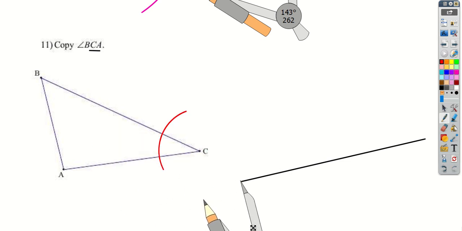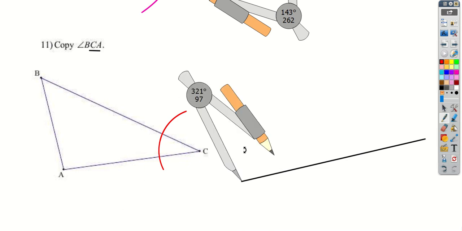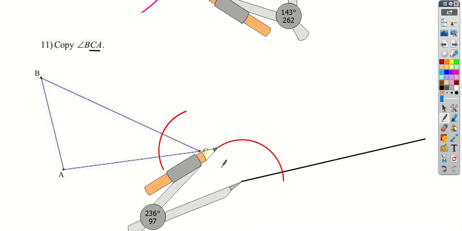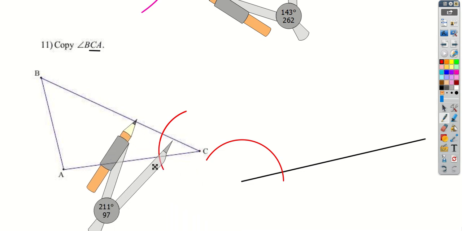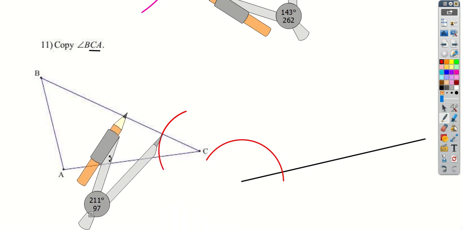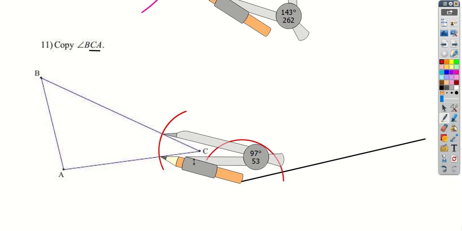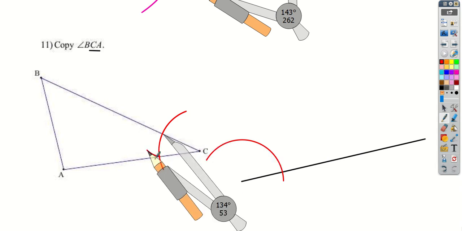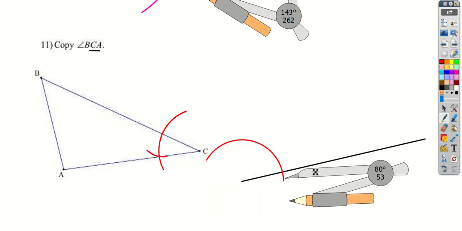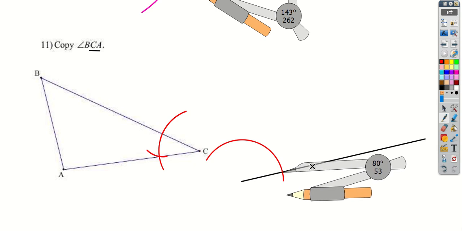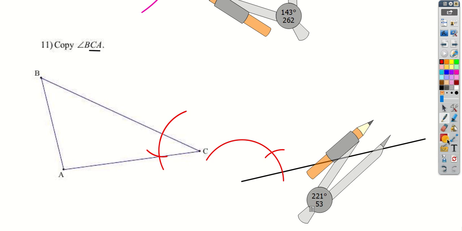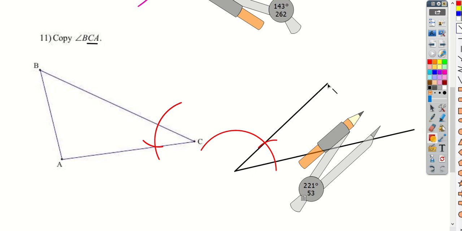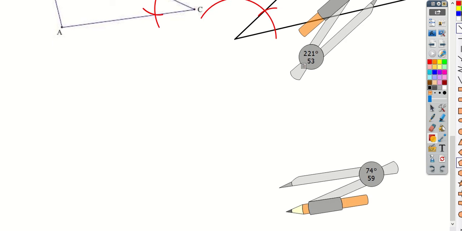Draw the same circle or arc around the endpoint of the ray. Measure the width. It's that wide. So an arc. Slide down to the intersection. Draw the same arc here. And then you're going to draw a ray from the endpoint through the intersection, and we've copied angle C.